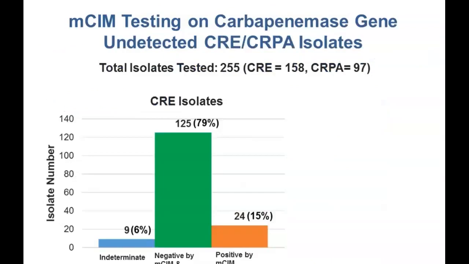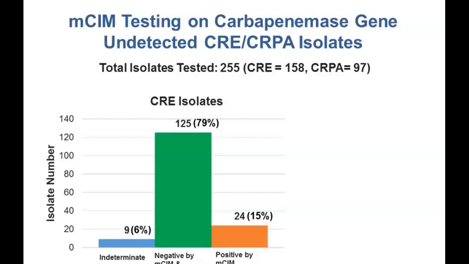So as Stephanie mentioned earlier, Xpert Carba-R only detects the big 5 and a certain variant of the big 5. So in order to detect unusual carbapenemase, MSIM, a phenotypic test, was performed on a total of 255 CRE and CRPA isolates. These isolates are negative by Xpert Carba-R or other molecular tests.